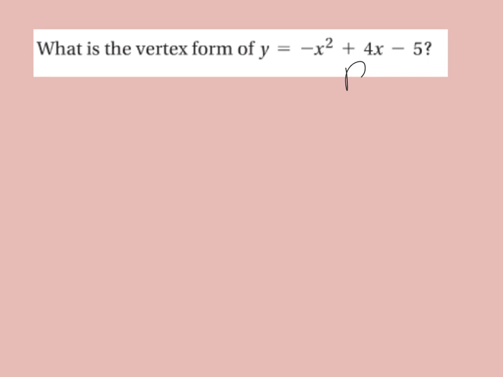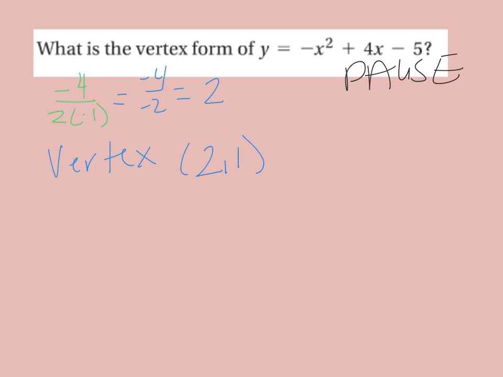Pause the video and attempt this problem by yourself. Here I found my vertex, the opposite of b over 2 times a, and your a here is negative 1, so my x value is 2. When I plug 2 back into my equation, you have to make sure to put this in parentheses. If you don't, you are going to get the wrong answer. When you plug that in, you should get 1 out.